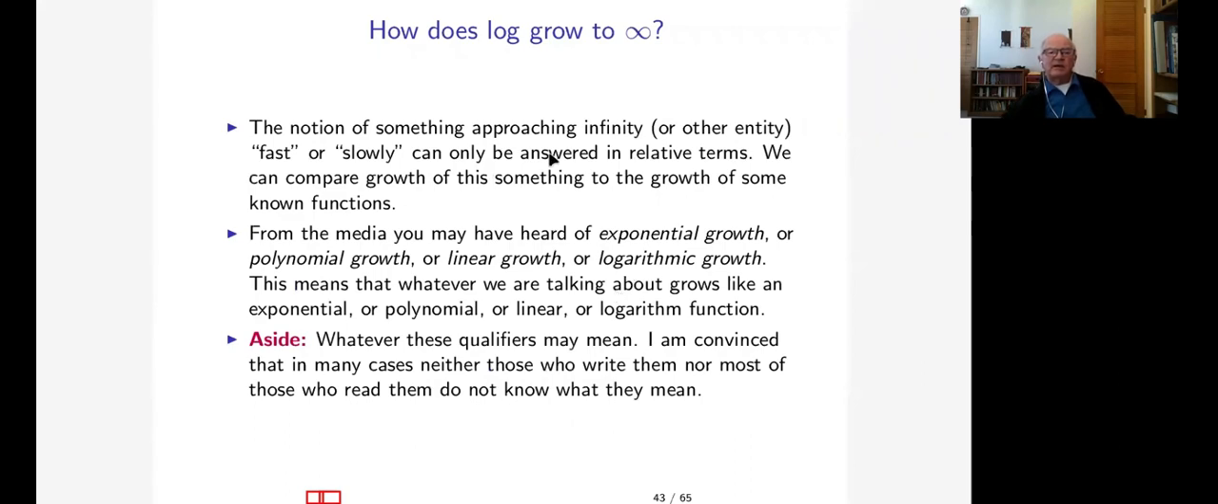So to answer how fast or slowly, I can only make comparisons. There is no definition other than showing these functions or giving these functions as models. Now in the media, you heard about exponential growth, polynomial growth, linear growth. Okay? And I have an aside that I'm convinced that many people use these without really knowing what they mean.